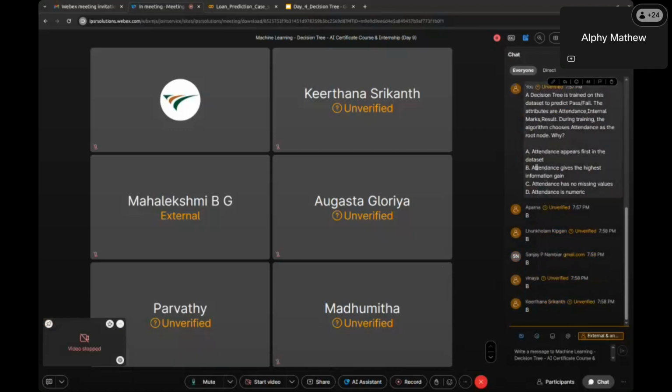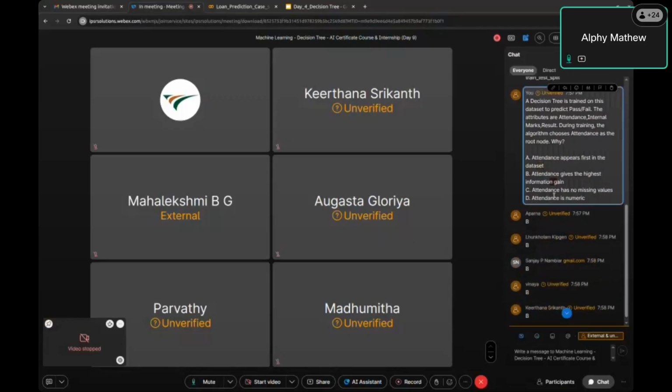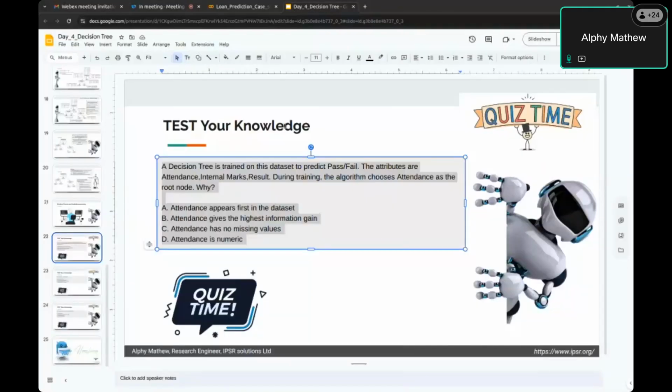Yes, correct. B. The information gain. The attribute with the highest information gain will be the split attribute. The most important will be the root node, next important will be the second internal node, like that. Okay, yes, correct. Option B is the correct one.